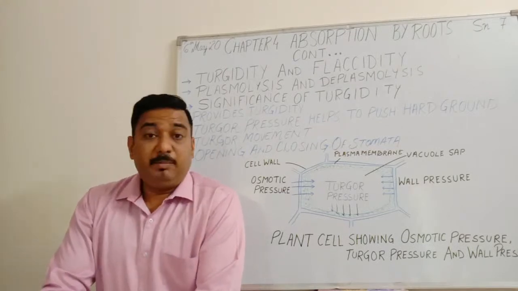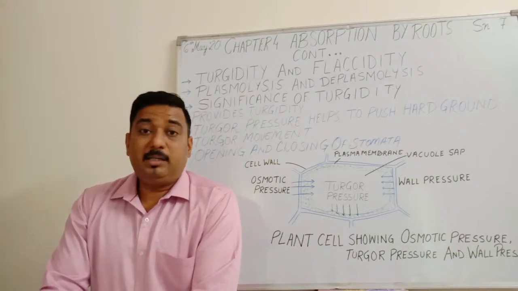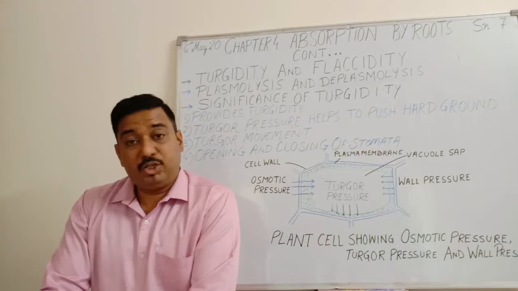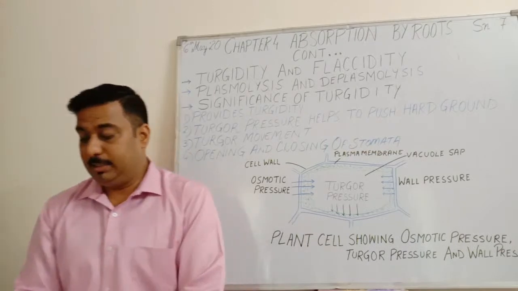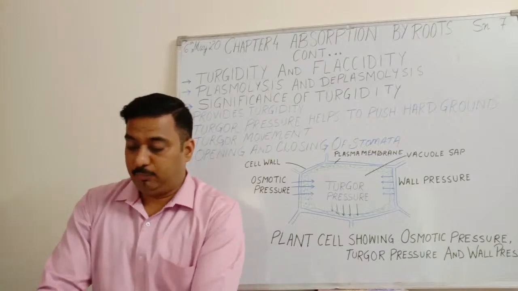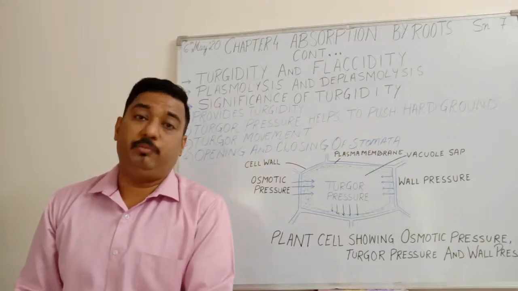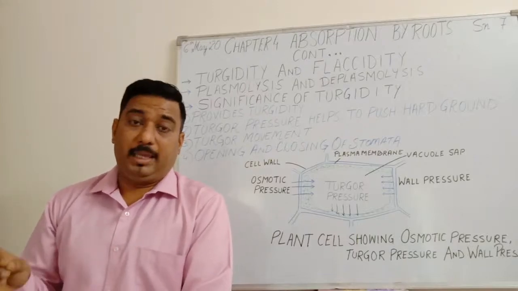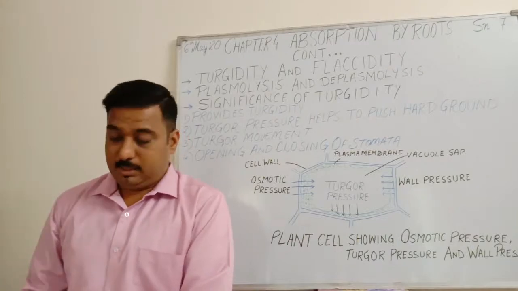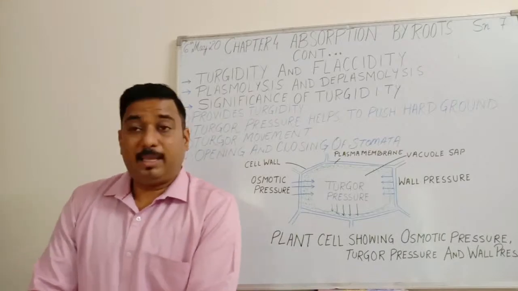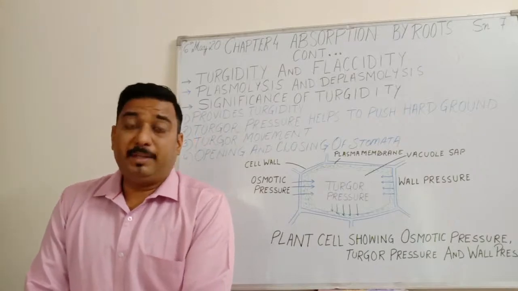When it becomes fully distended, that condition is called turgid. The cell is called turgid, and the condition is called turgidity. When a cell is turgid, its wall is stretched. You can also take the example of a balloon. When you fill a balloon with air, or with water, it becomes tight, isn't it? It becomes stretched. In the same way, when the cell gets filled with water, the walls become stretched.